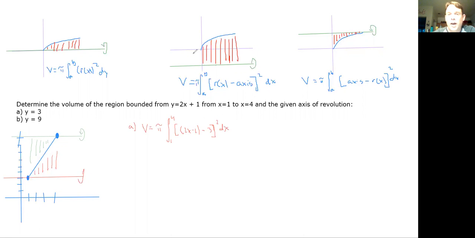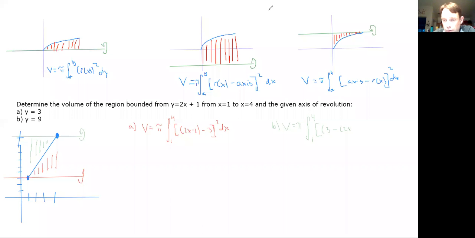On the second one, the axis is bigger. So I would take my axis and subtract the function. So we don't have to just revolve it around the x and y axis. We can revolve it around any vertical or horizontal axis we want.